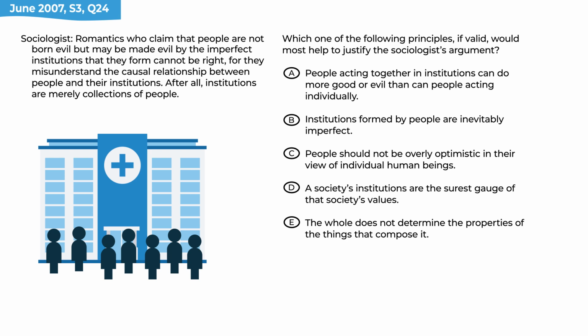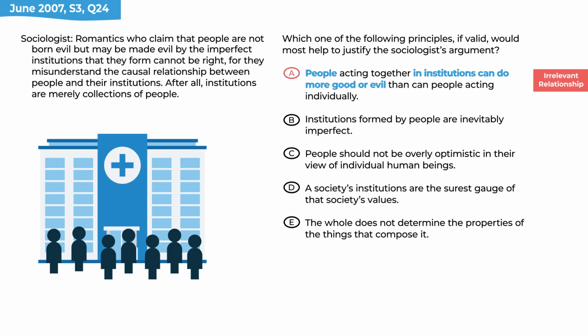Answer choice A says that people acting together in institutions can do more good or evil than can people acting individually. Well, here we're talking about people in institutions doing more good or evil. So this is how much good or evil people can do when they're in institutions. But this does not talk about the causal relationship, about whether the people create the institutions or whether the institutions create the people. So answer choice A is bringing up an irrelevant relationship.